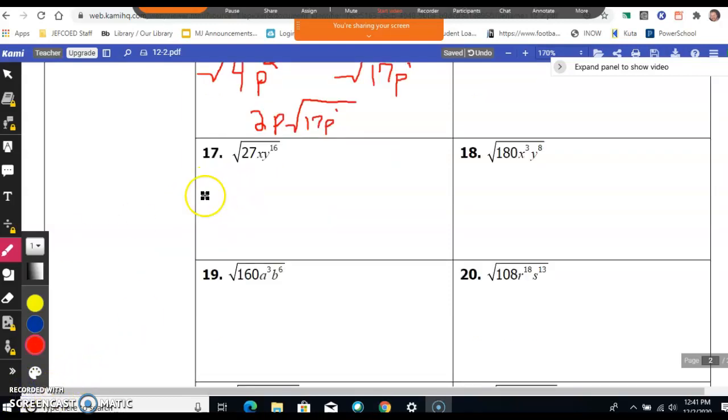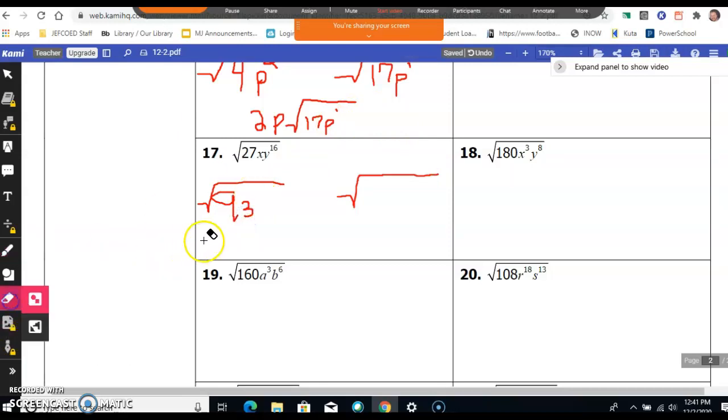All right, now let's go to 17. 27, is it a perfect square? No. So we're going to go ahead right now and split it. It's a perfect cube, but it's not a perfect square. All right, so what 2 numbers are we going to split it into? 9 and, oh, sorry. 9 and 3.